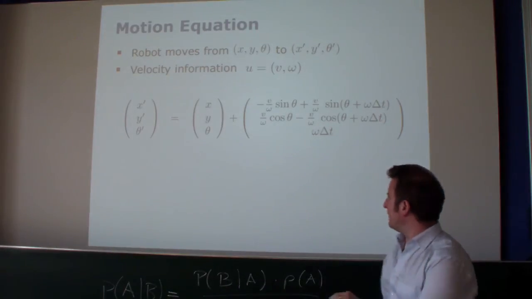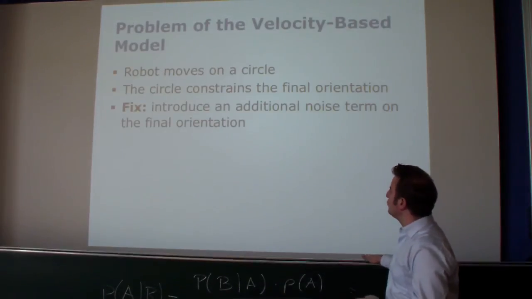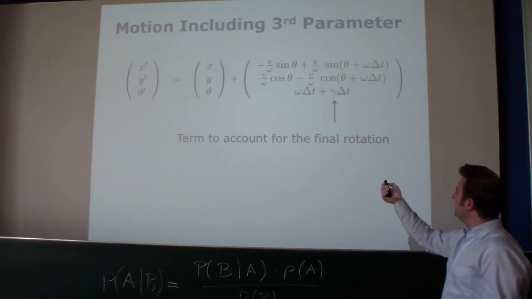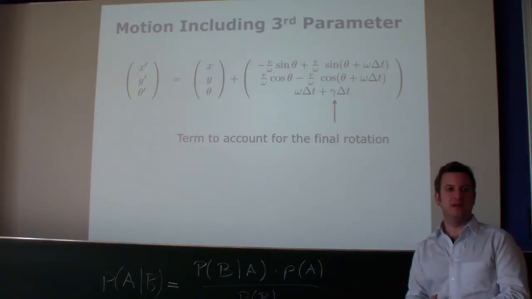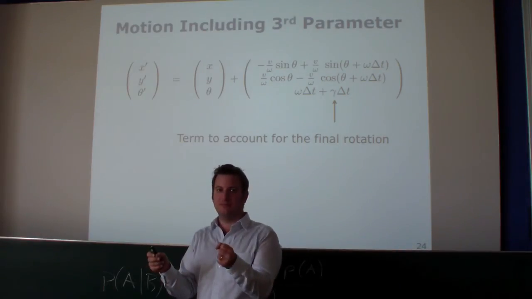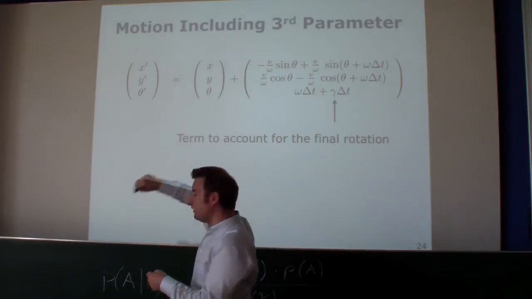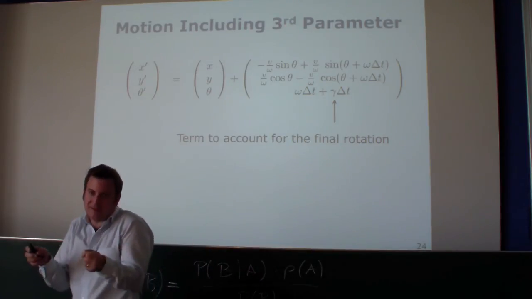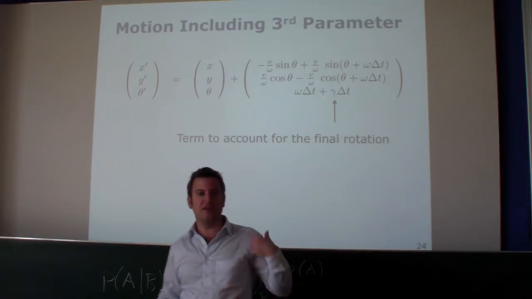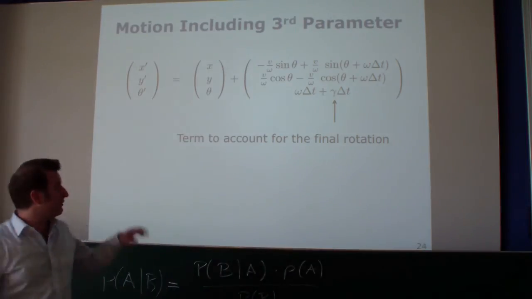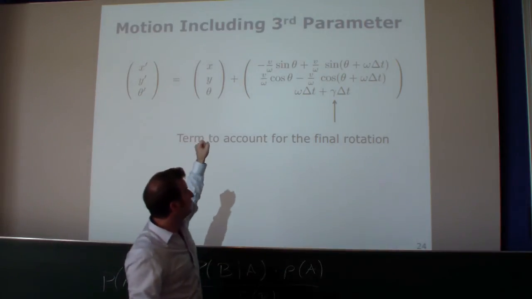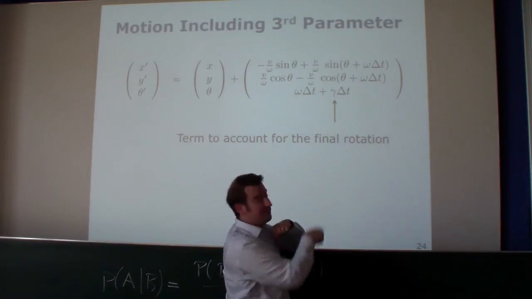What people do in order to fix this is kind of a small, dirty trick. Take the same equation over here and add a second noise term in here. This is a noise term you have in your final orientation. So if you're perfectly on your circular arc, but you're a little bit rotated to the left-hand side, you can say, oh, this is additional noise I have in my orientation, which is just additively added. So that you end up having three components describing the motion: the translation velocity, the rotation velocity, and this gamma parameter here.